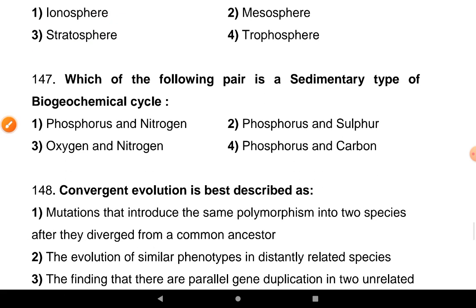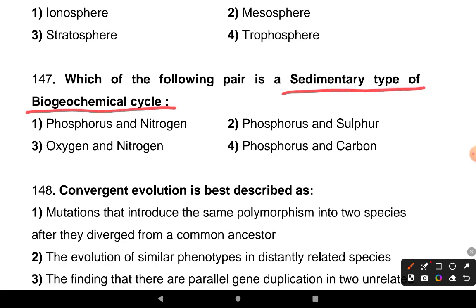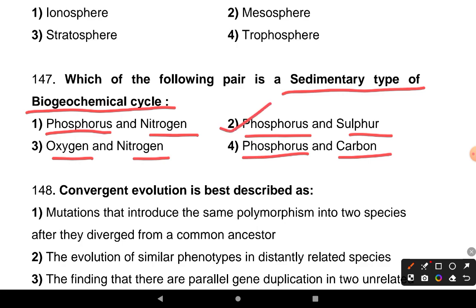Our next question is, which of the following pair is a sedimentary type of biogeochemical cycle? Phosphorus nitrogen, phosphorus sulfur, oxygen nitrogen, phosphorus carbon. So the correct answer is option 2. Phosphorus and sulfur are part of sedimentary type of biogeochemical cycle. Oxygen, nitrogen and carbon are gaseous cycles.